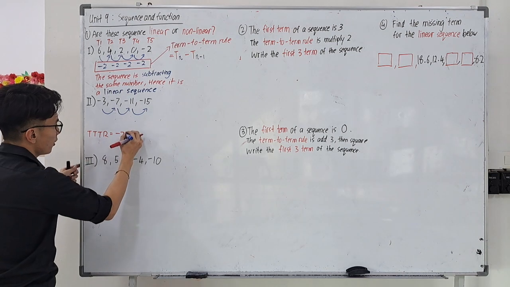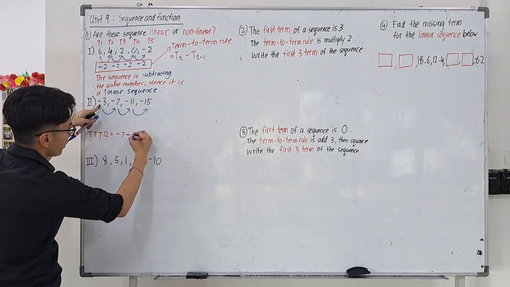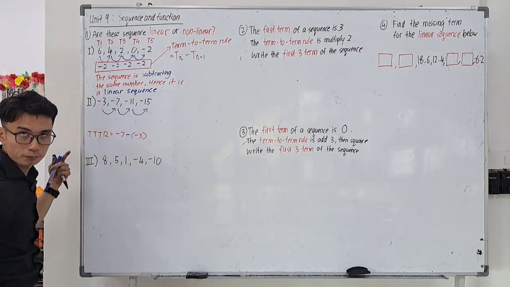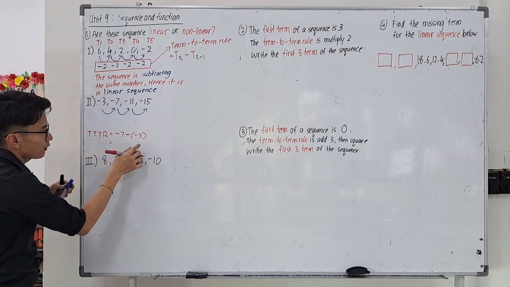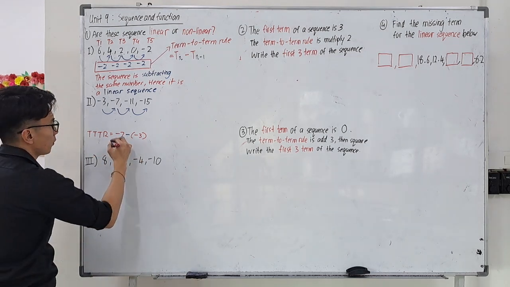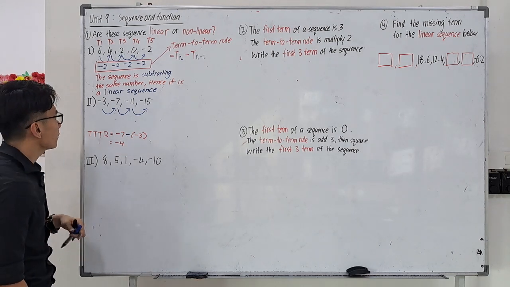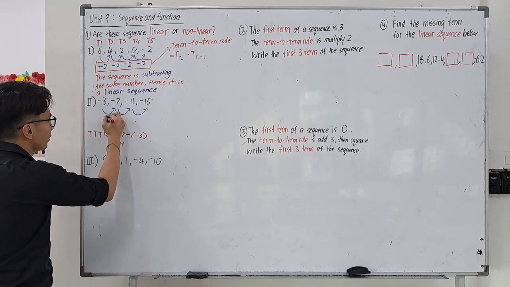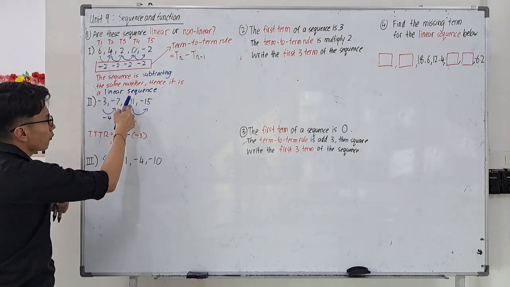I will be subtracting -3. So I will be subtracting -3 over here. Okay, so what do I get now? So I will get -7 plus 3. That will give me -4. Okay, so over here I know that this is actually -4, and I can check for this as well.